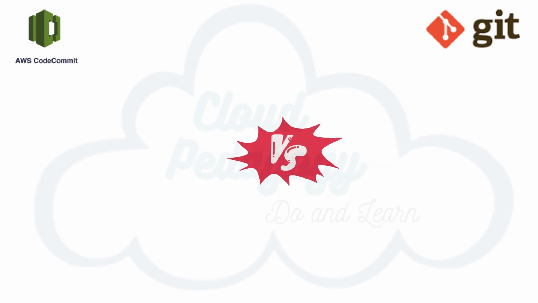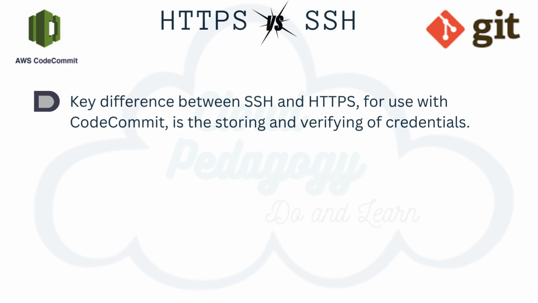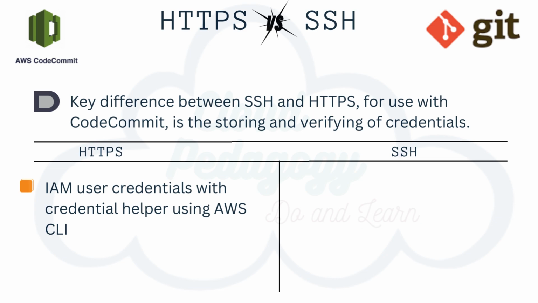Let's check that out. The key difference between SSH and HTTPS for use with CodeCommit is the storing and verifying of credentials. With HTTPS, you allow Git to use a cryptographically signed version of your IAM user credentials. And to do that, you configure a credential helper for Git on your local machine. Just understand what's going on here, but we will get into the how of this in upcoming lessons. It's also important to know that this credential helper will be available to us in the AWS CLI. So when we get into the CLI, the commands for this will be available to us.